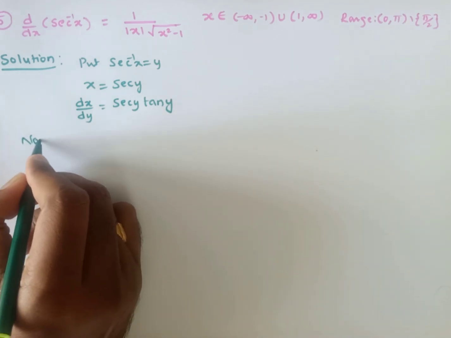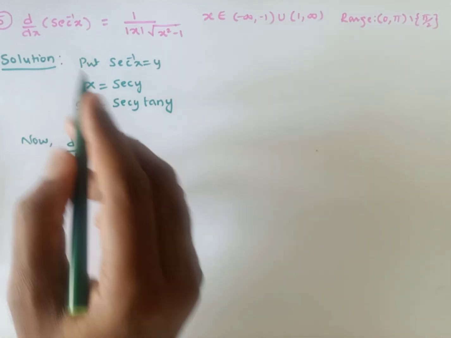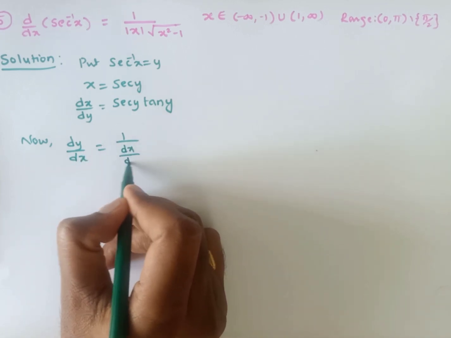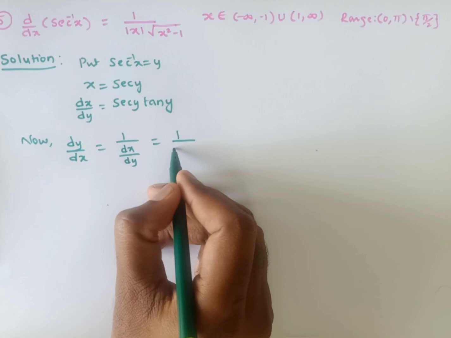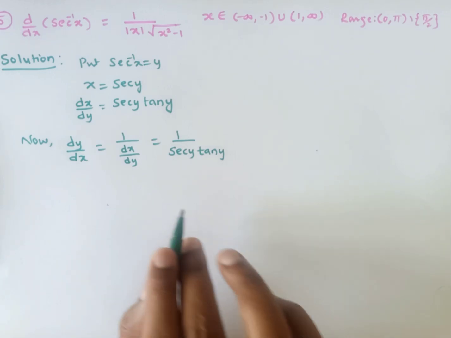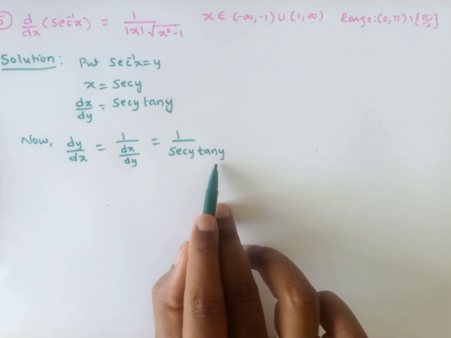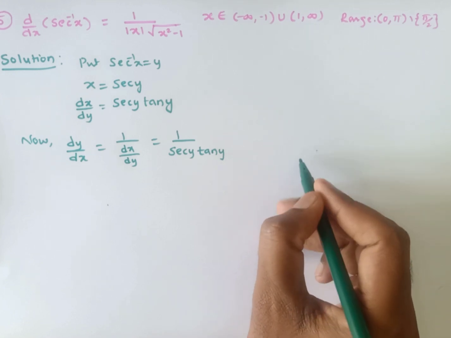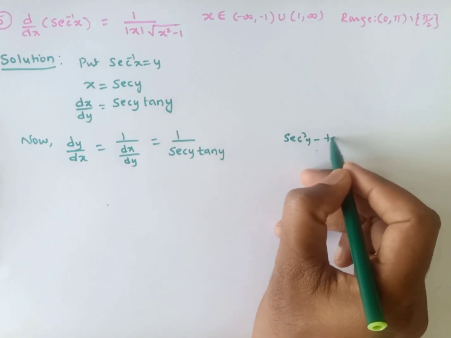Now we know that if the inverse exists for a particular function, then dy by dx can be written as 1 by dx by dy. That means 1 by secant y into tan y. Now here we need to decide whether tan is positive or negative. We have only x, that is secant y, but the unknown is tan y. So we need to convert this tan in terms of secant. Again there is a rule, that is secant square y minus tan square y is equal to 1.